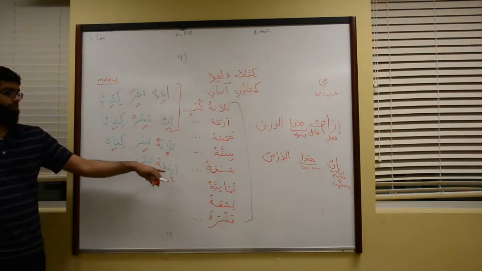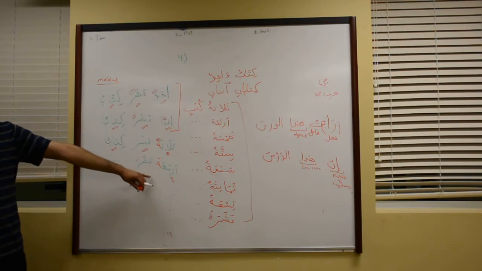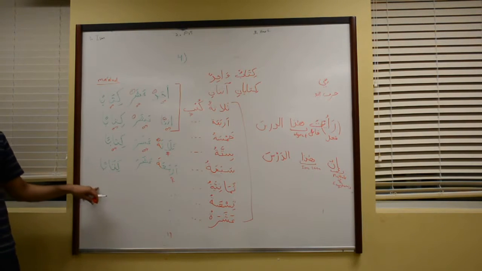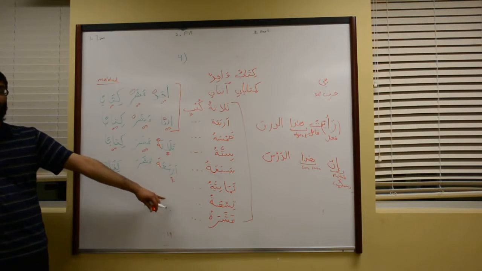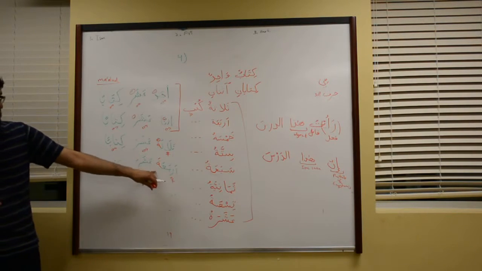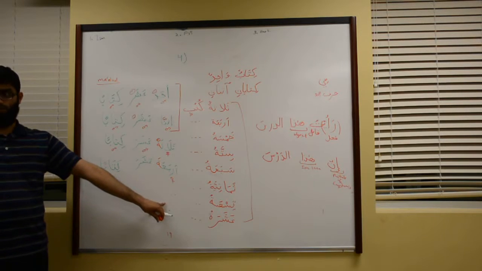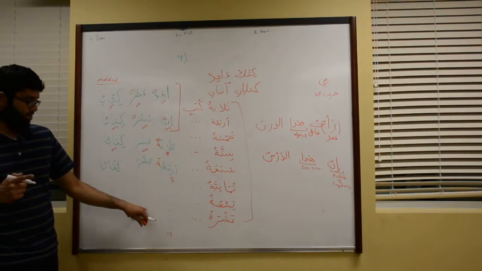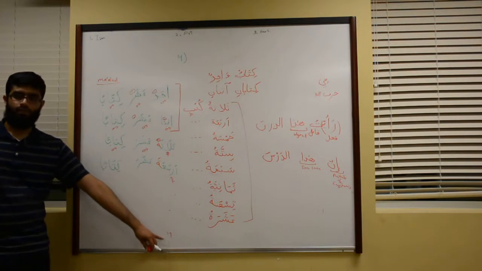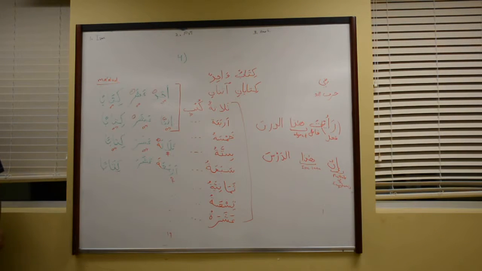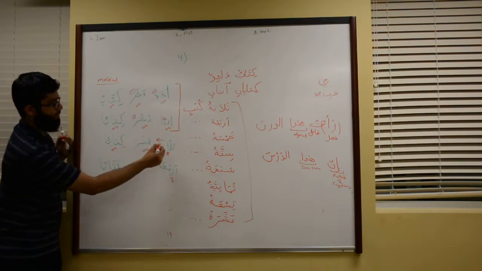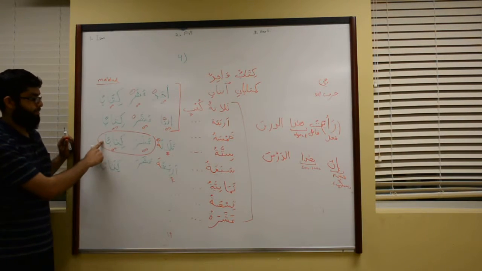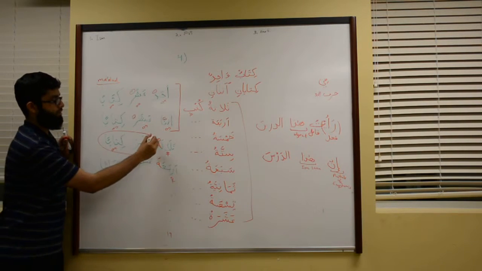For 14, it's going to be arba'ata ashara kitaban. For 15, khamsata ashara kitaban. For 16, sittata ashara kitaban. So all of these first numbers will have a ta. 17, sab'ata ashara kitaban. 18, thamaniyata ashara kitaban. 19, tis'ata ashara kitaban. So the ashara part agrees with the thing that's being counted, which is masculine, and the first number is the opposite one.